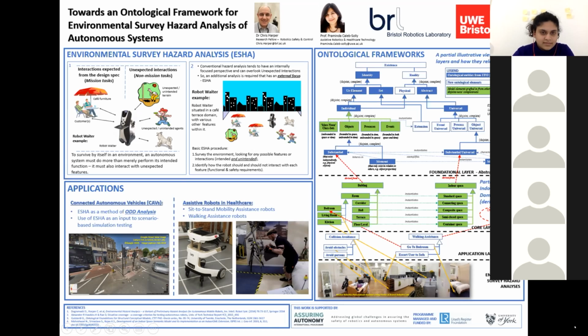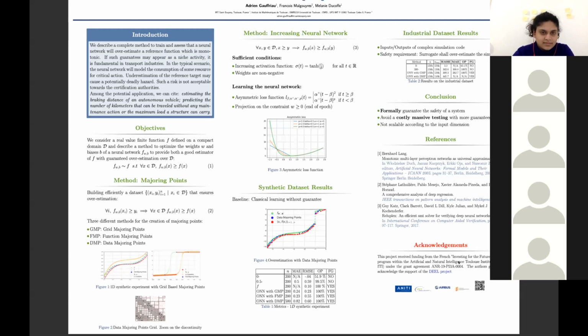Yes, this is a very important point. All the posters have an associated paper. You can see the proceedings, but you are also able to join the poster exhibition to ask the speakers directly. So next one is by Adrian.